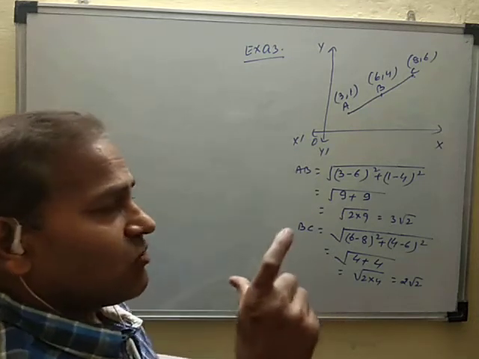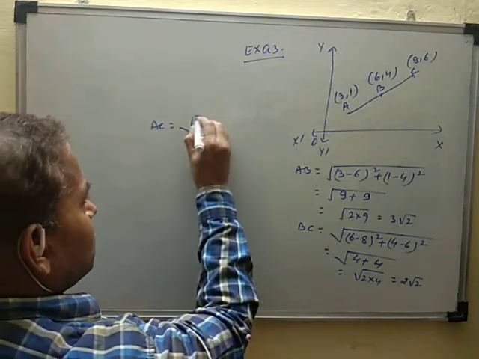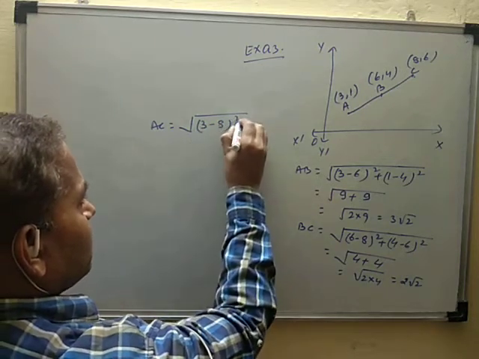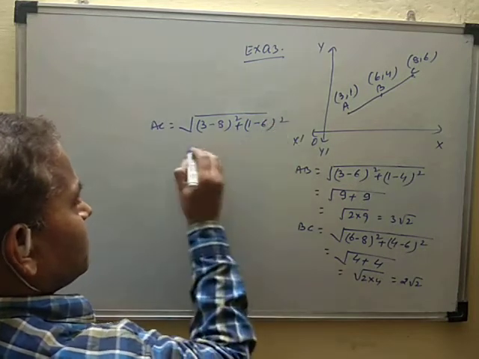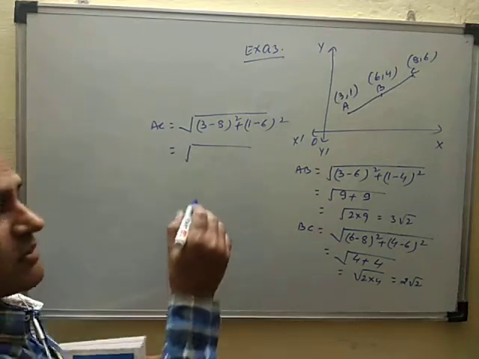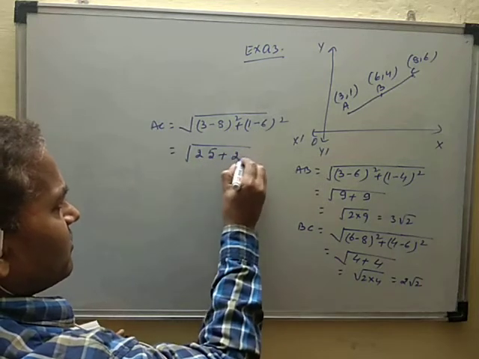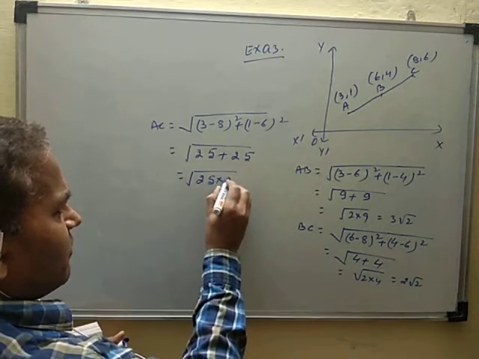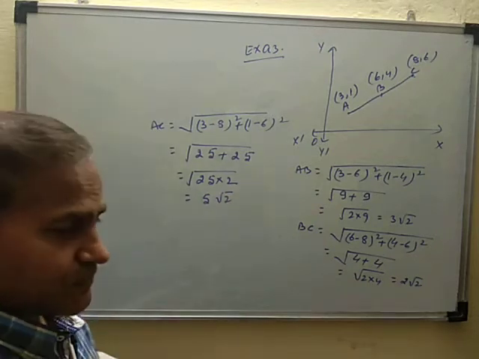Now find the value of AC. So AC is equal to square root, x1 is 3 and x2 is 8, plus y1 is 1 and y2 is 6. This is equal to 3 minus 8 is minus 5 and its square 25. This also minus 5 square 25. So this is equal to, this can be written as 25 into 2, that is 5 root 2.